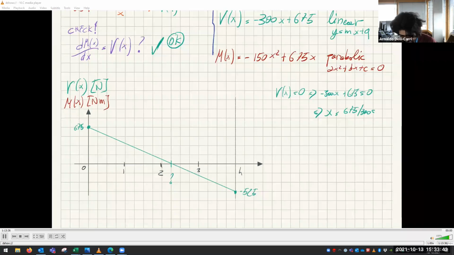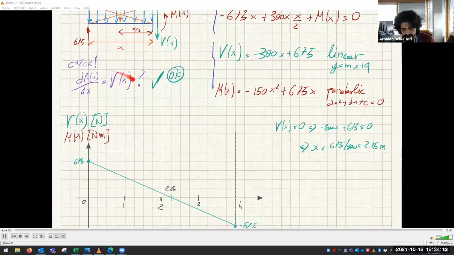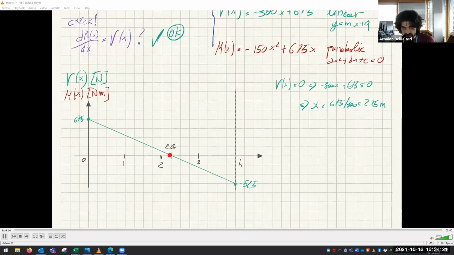And as you can see, it's exactly 2.25. So this is quite accurate, because this point here is 2.25. That's what I want you to find. It's very important. So put 2.25 meters. Okay, let's draw the moment. Now, for the moment, we have a very interesting thing. We know that the derivative of the moment is v of x. So we know that the maximum of this parabola will always occur when this is 0. When the shear force is 0, you have the maximum.